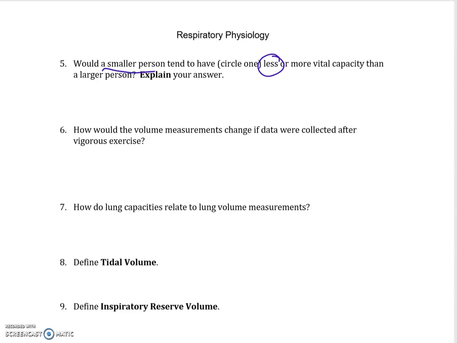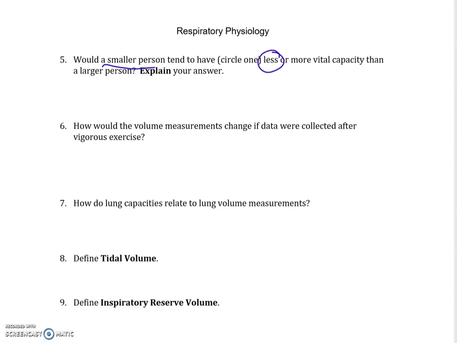How would the volume measurements change if data were collected after vigorous exercise? So your tidal volume would increase, and that would take away from your expiratory and inspiratory reserve. And so those are the main things that you would see in vigorous exercise. Also, of course, increased breathing rate. That's what you see too.